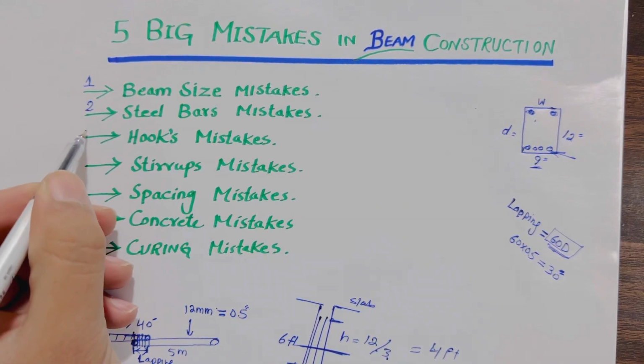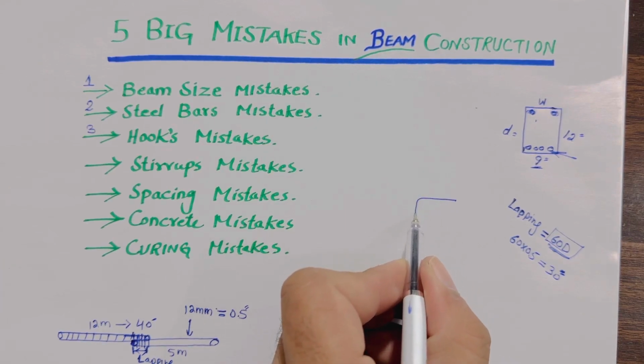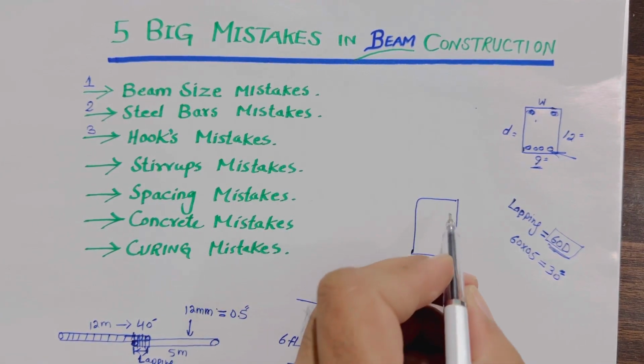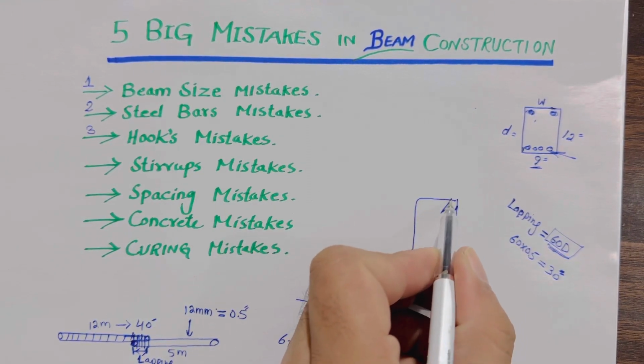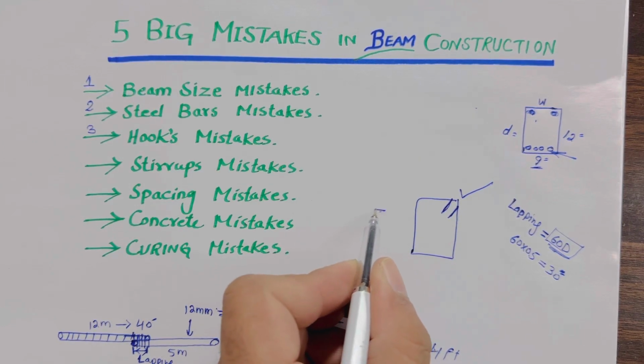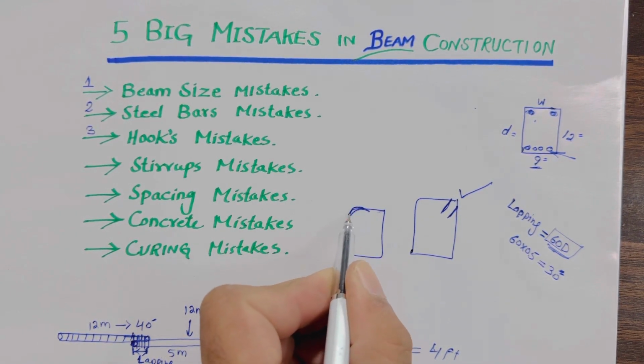Next, guys, about the hooks, okay, the third mistake is especially for hooks. As I told you in many videos, guys, you can see this is a beam, suppose this is a floor beam or plinth beam. In that we are providing hooks like this, okay. This is the best design of hooks, and you should provide the hooks like this, guys, as you can see.